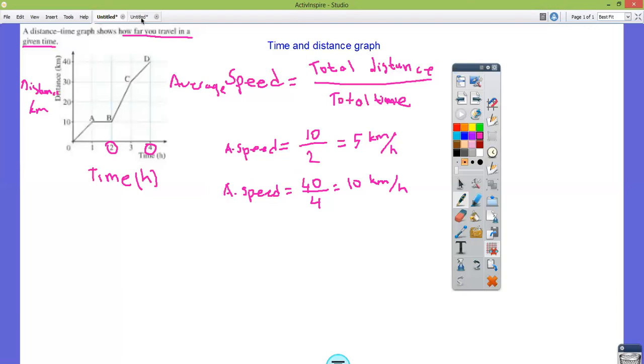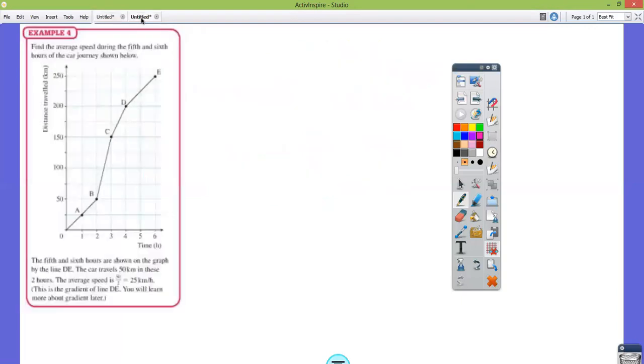Now we have an example in our book. It says: find the average speed during the 5th and 6th hours of the journey. What do we need to find? We need to find the average speed. From between the 5th and 6th hours, it means we need to start from hour 4. From 4 to 6.